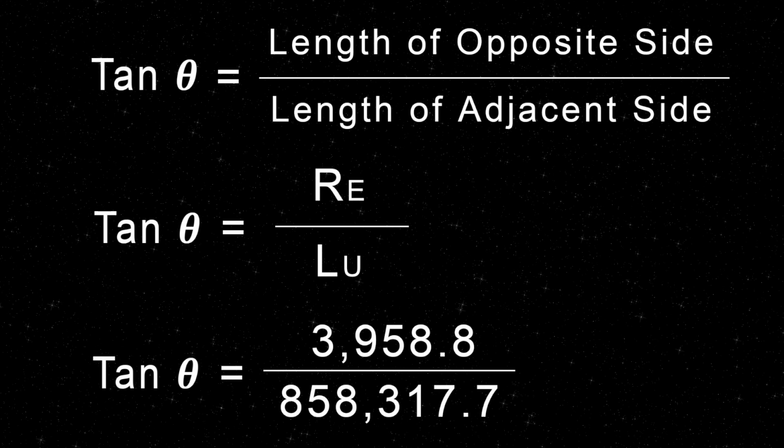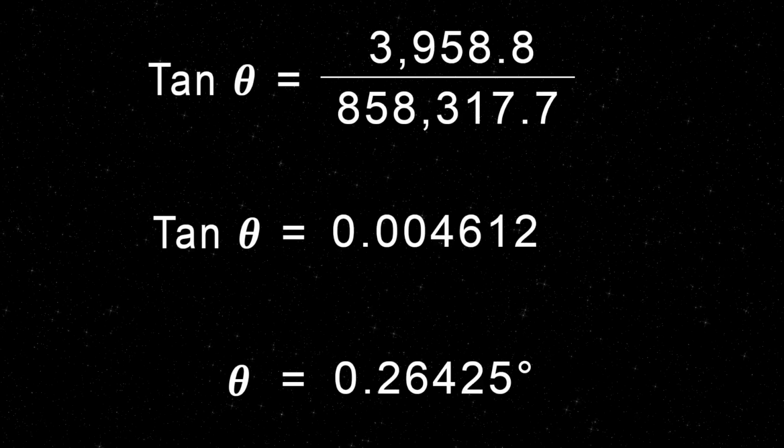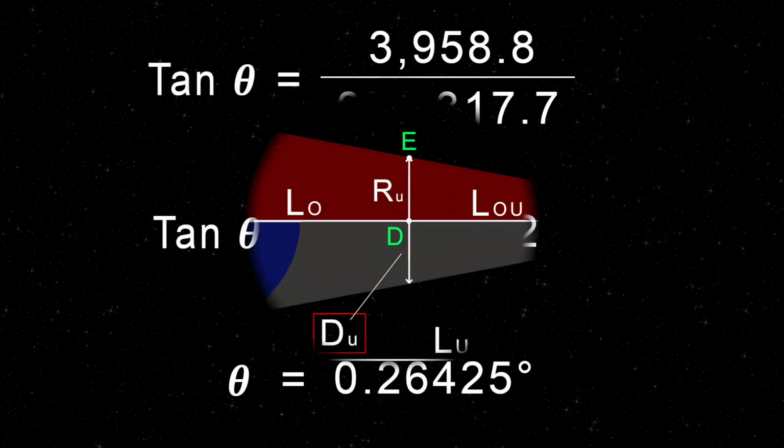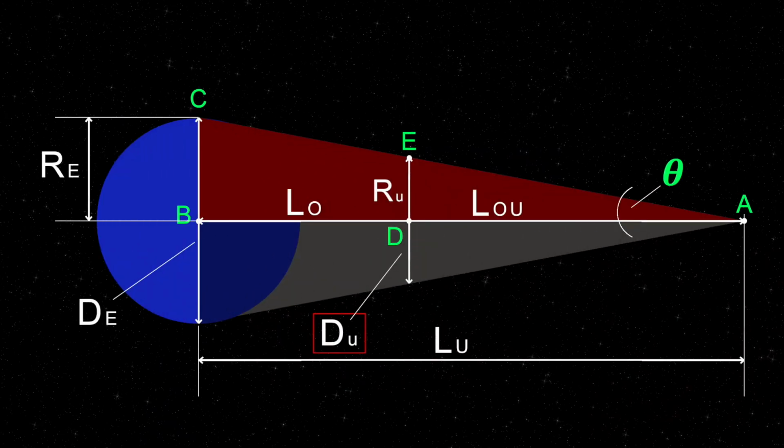Here we insert the values and end up with 3,958.8 divided by 858,317.7. And that gives us the tangent value for the angle theta, which is 0.004612. And by using the inverse function on our calculator, we arrive at the value for theta of 0.26425 degrees, just over a quarter of a degree. We are attempting to calculate the value of the diameter of the umbra at a given distance L sub O from Earth, labeled D sub U.